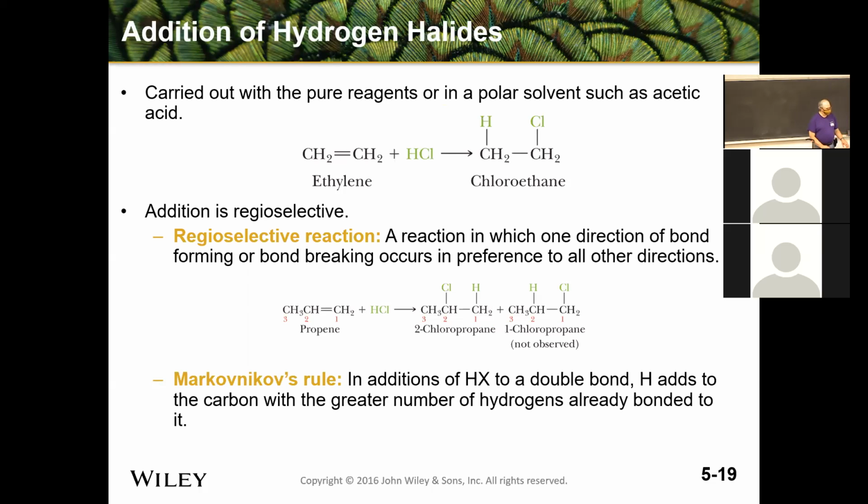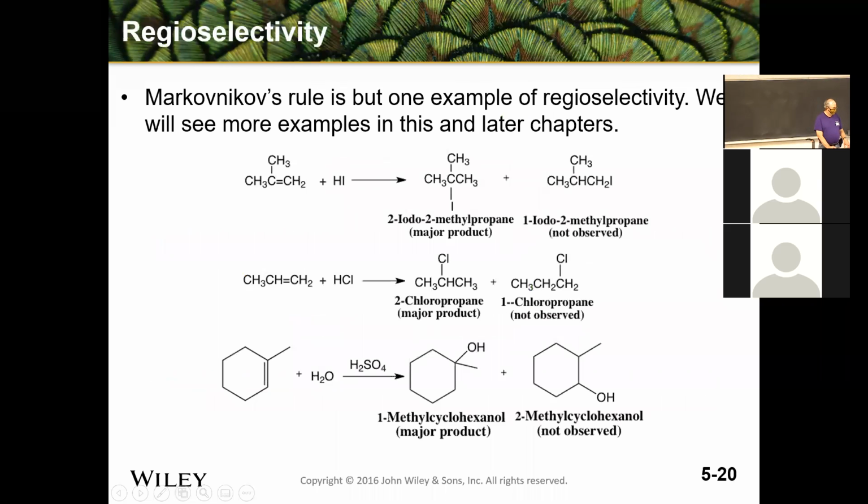Okay, so we talked about regioselective reactions, and these are ones in which a particular positional isomer is formed. For example, when we add HCl to propene, H goes to carbon number 1, Cl goes to carbon number 2, and not the other way around. This is according to Markovnikov's rule. The rich get richer when it comes to hydrogen. Markovnikov's rule applies to addition of other hydrogen halides like HI and HBr. It also applies to the acid-catalyzed addition of water.